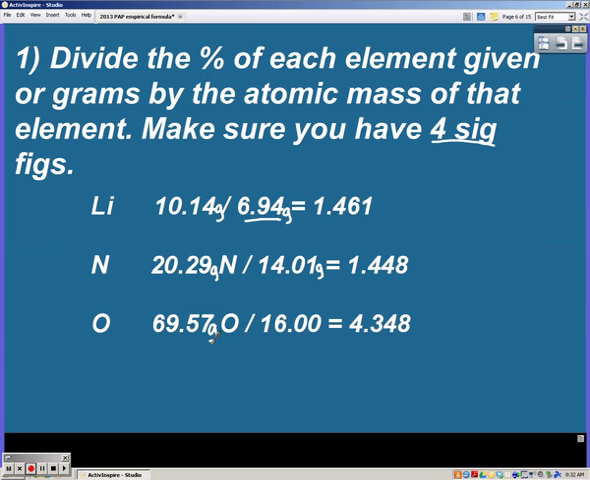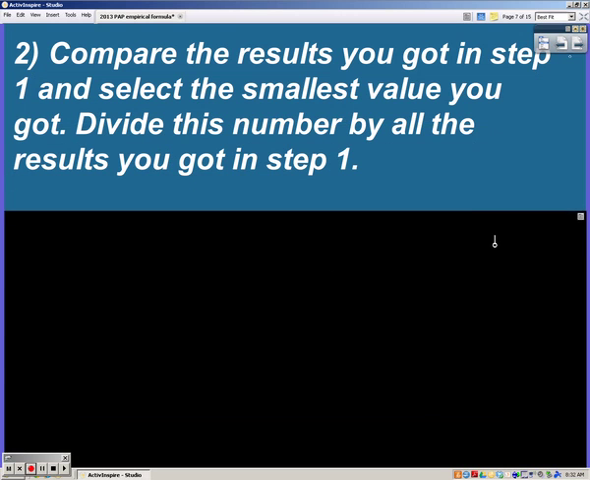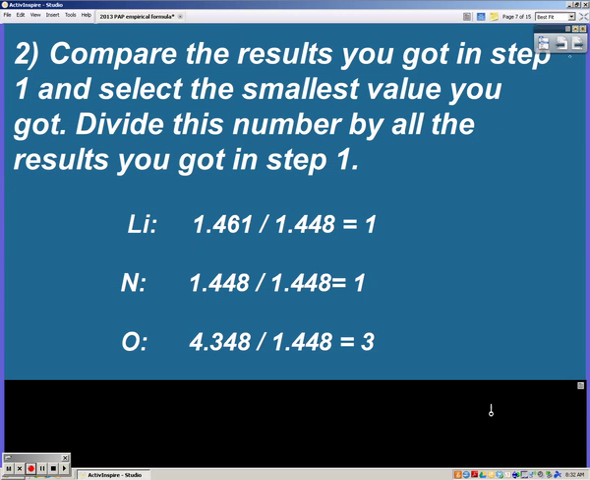Step 2 says that you're going to divide these by the smallest answer that you got. So 1.461, or actually 1.448 is the smallest. So we're going to divide all of them by 1.448. At this point, if you get a whole number or something very close to a whole number, as in within a tenth, then you can round it to the nearest whole number. But if it's more than a tenth away, you cannot round it to the nearest whole number.